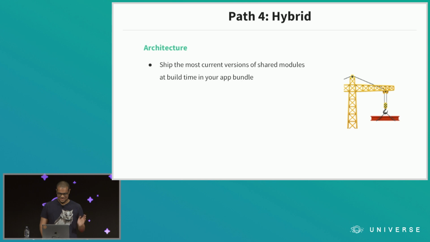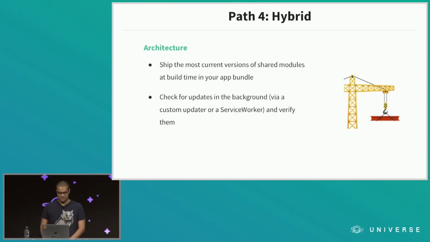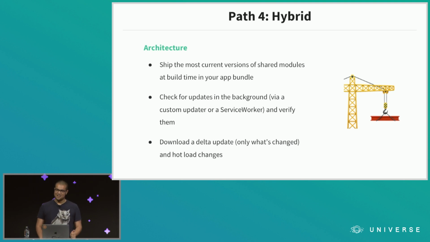So what would this look like? We are shipping the most current versions of some shared modules at build time in our app bundle. Then we would do something like check for updates in the background. We could do this with a custom updater that we build, or we could do this with a service worker, possibly. And we would have to verify them, make sure that they are what we expect, make sure that they're trusted. Then, in the background, you can download a Delta update, so only what has changed since the last update. And then you could even maybe do something like hot load those changes so your users don't have to reload your app. OK, why don't we go into this path and see what happens?